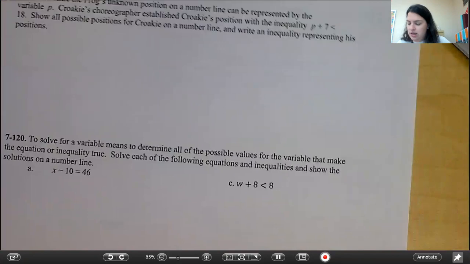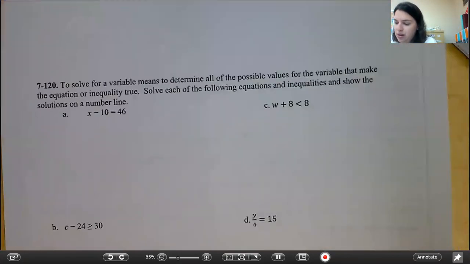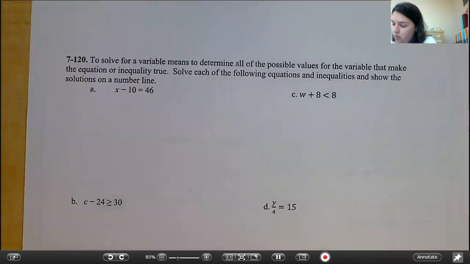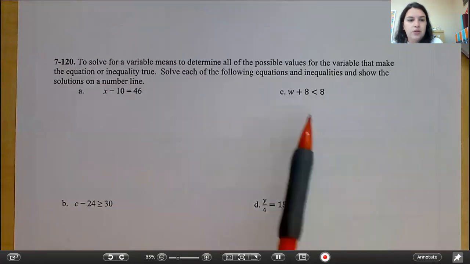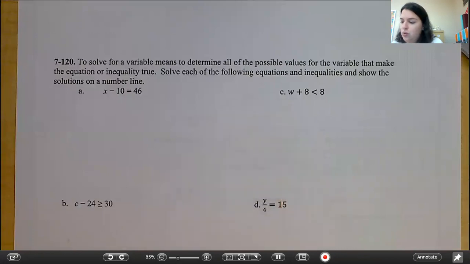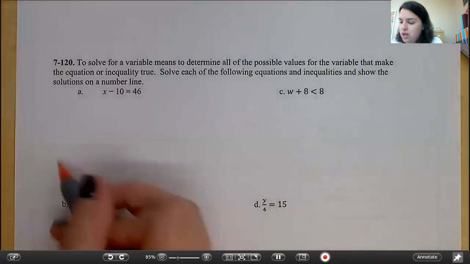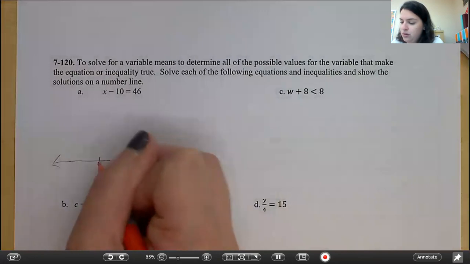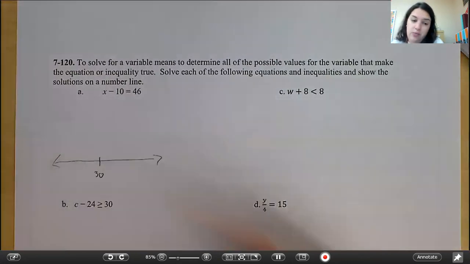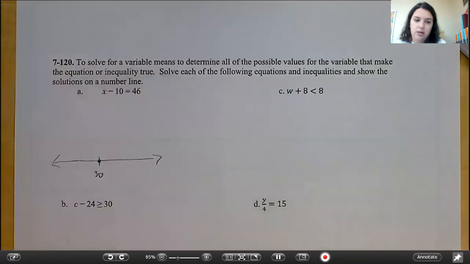Okay, finally, if you look at 7.120, 7.120 has some great practice problems. We have some inequalities and we have some equations. Remember, inverse operations. So it also wants you to show the solutions on a number line. So when you are just graphing the solution to an equation on a number line, all it's going to be is a point. So let's say the answer here is 30, which I'm not saying is true, but you would just make your number line and plot a point. That's how you would do it.